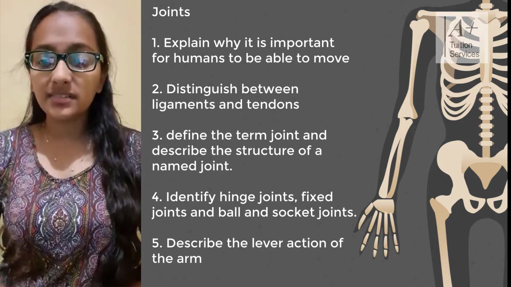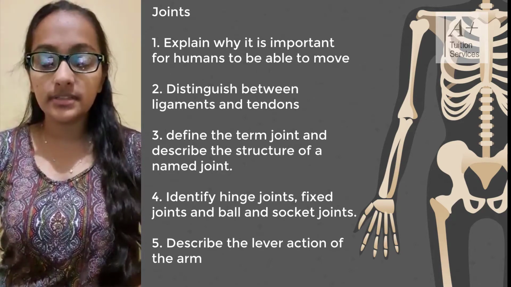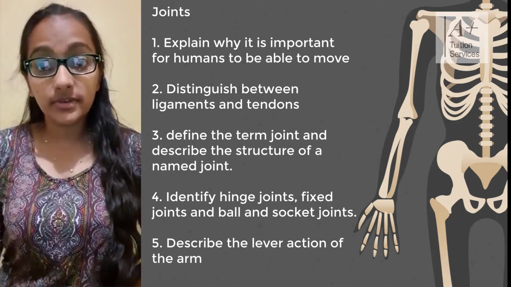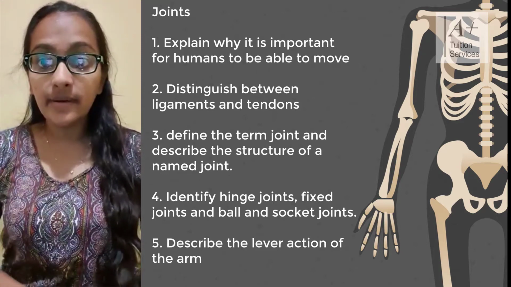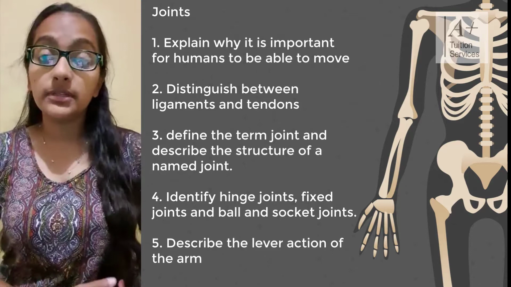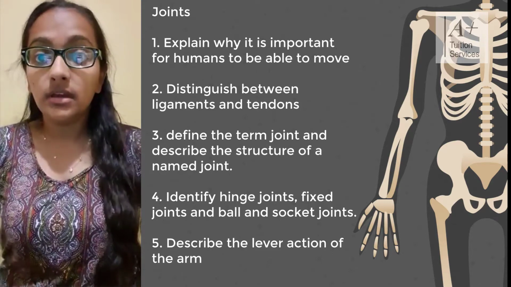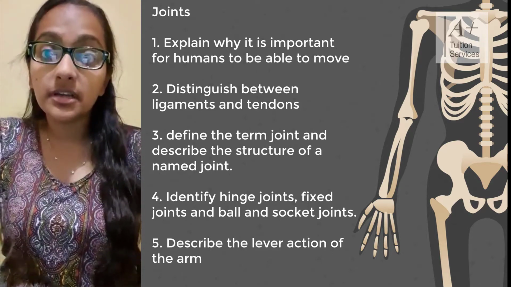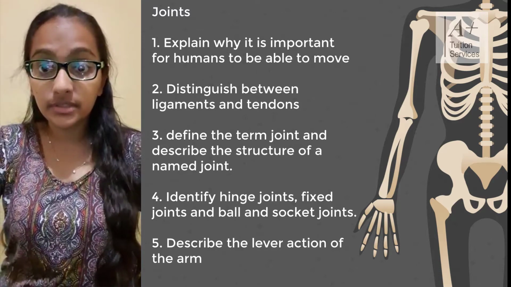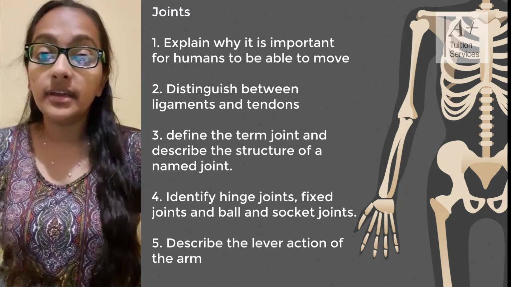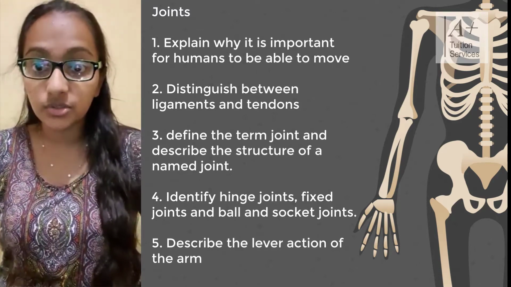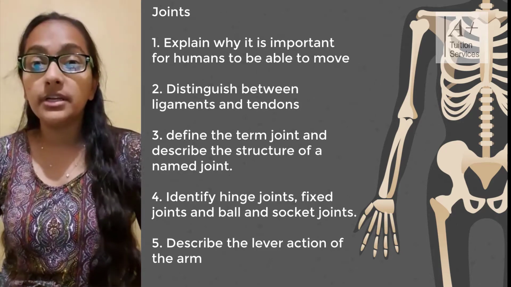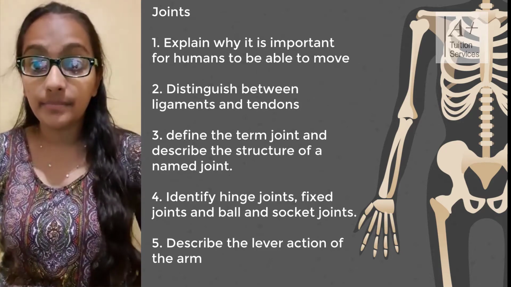So by the end of this topic, you should be able to explain why it is important for humans to be able to move, to distinguish between ligaments and tendons, to define the term joint and describe the structure of a joint, and identify hinge joint, fixed joint, and ball and socket joints, and describe lever actions of the arm.